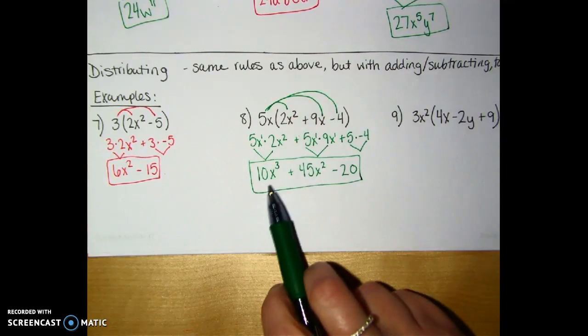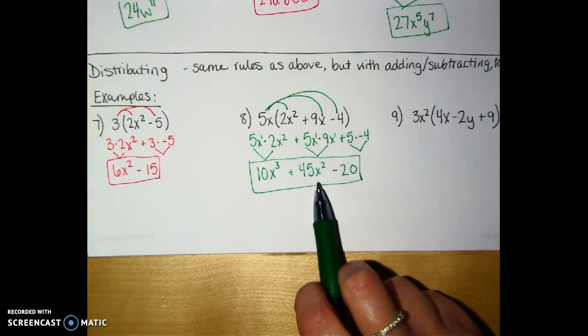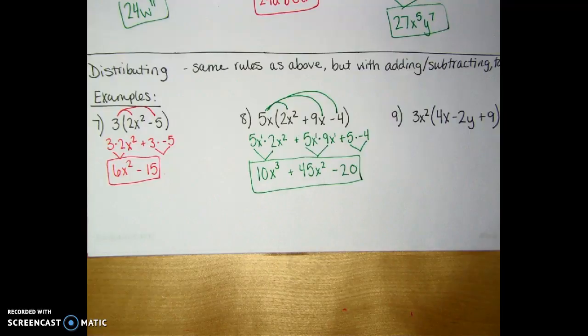If you're tempted to do 10x cubed plus 45x squared to get 55x to the 5th, don't do that. Please don't do that. It's just the same rules that we did last week, where they have to have the same variable and exponent in order to add them.